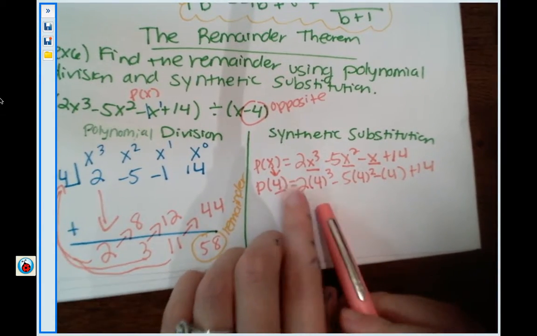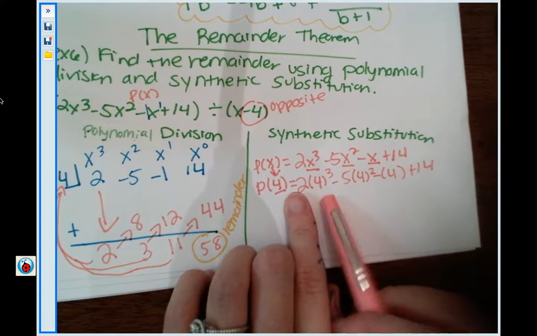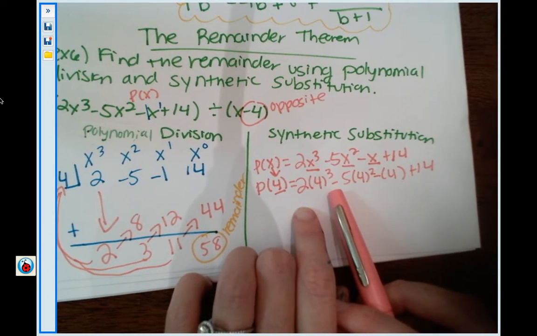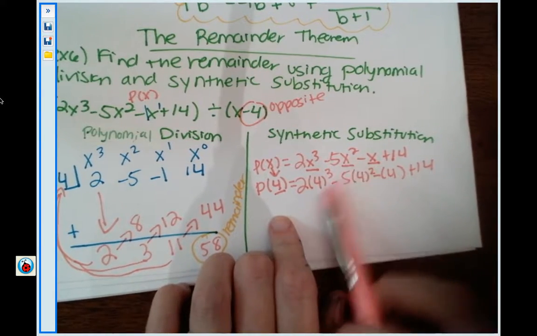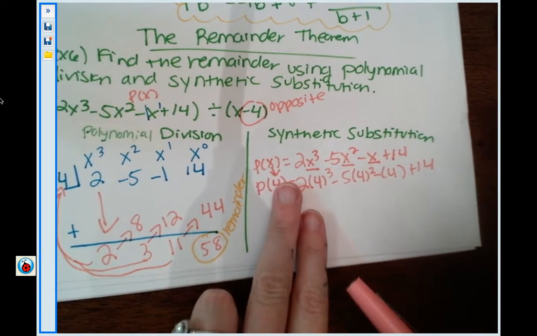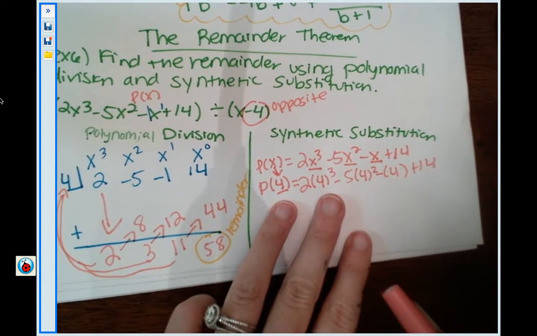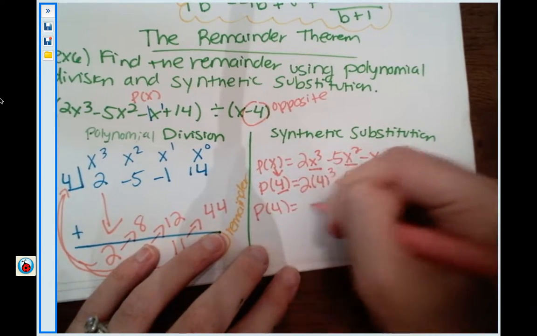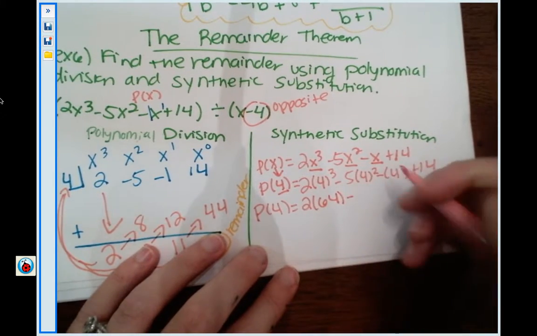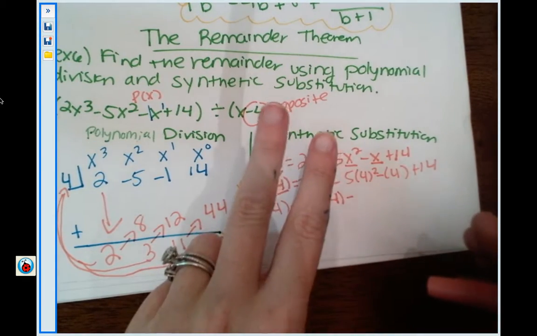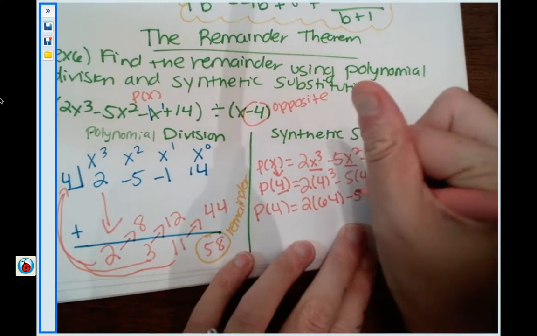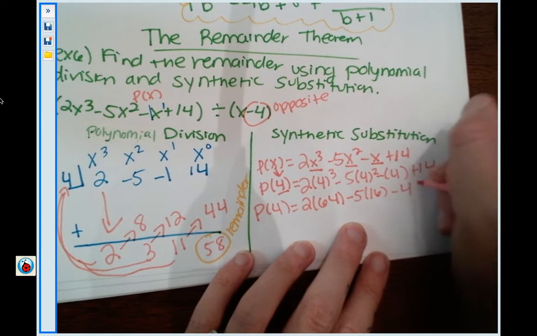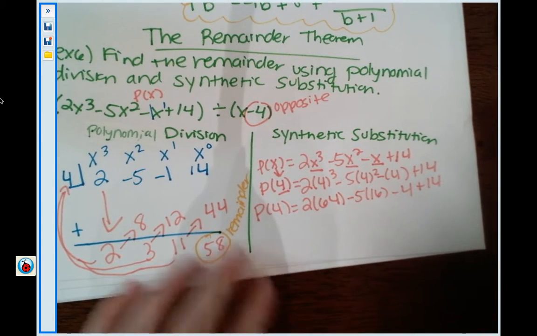So, remember, when you have something like this, you must do the exponent first before you multiply. Exponents before multiplication. It's order of operations, people. So I'm going to do 4 to the third first. 4 times 4 is 16, and 16 times 4 is 64. So this is going to be 2 times 64. Minus, let's do 4 squared. 4 times 4 is 16. So it'll be minus 5 times 16. Minus a 4 is just minus a 4, and plus 14.